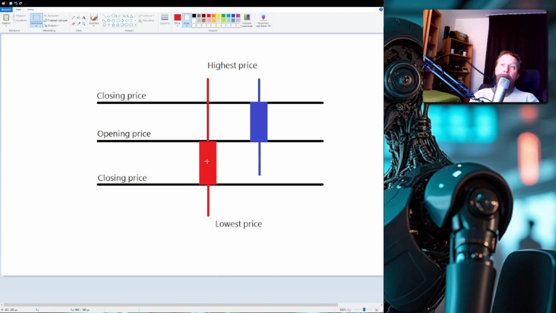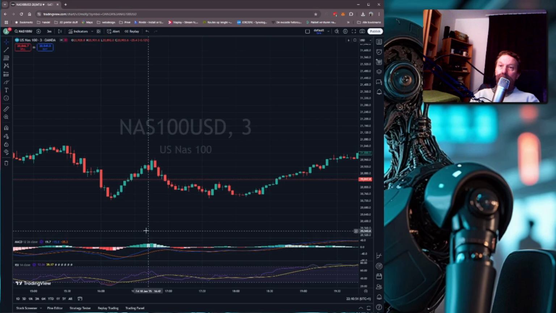The longer the candle is, the less discussion there was about the price. If we go back to TradingView, then you see that these are very long candles with a small wick right down here. So there was really no discussion. Everybody is selling and saying, okay, we're going to sell, and you see we have a very good downtrend.